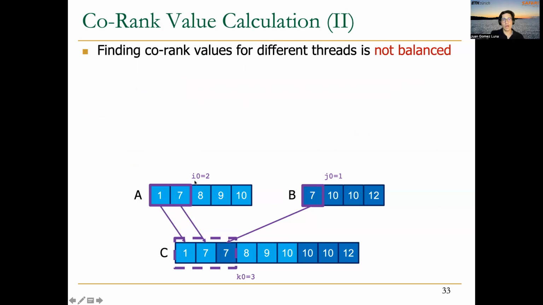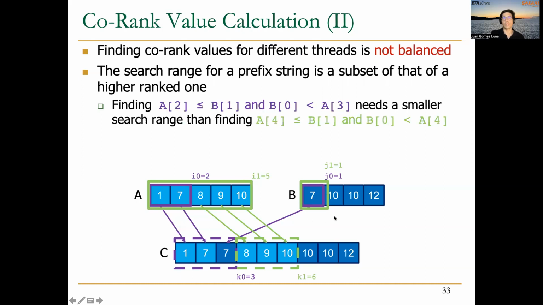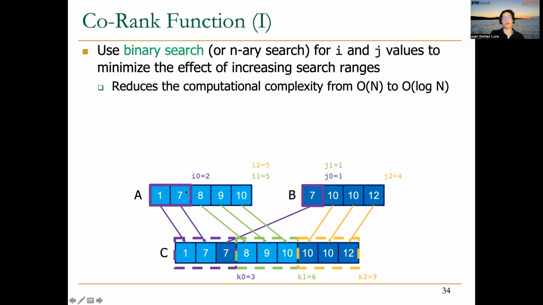So finding the correct values for different threads is not balanced. That's indeed an issue because the search range for the core rank of the different threads is not the same, right? So for example, thread 0 only needs to check these two elements here and this element here, while thread 1 will have to check all these elements of array A and this element of array B, and it is the same for array C.